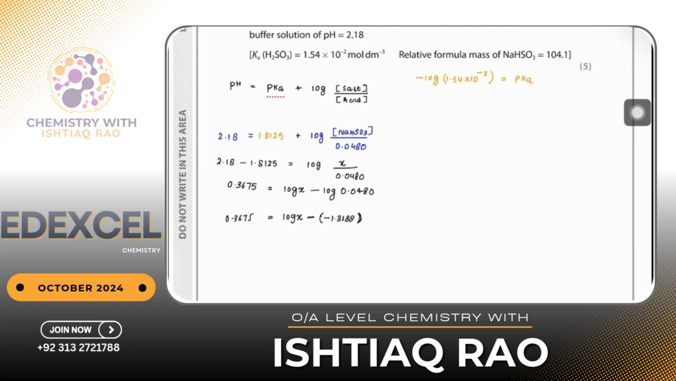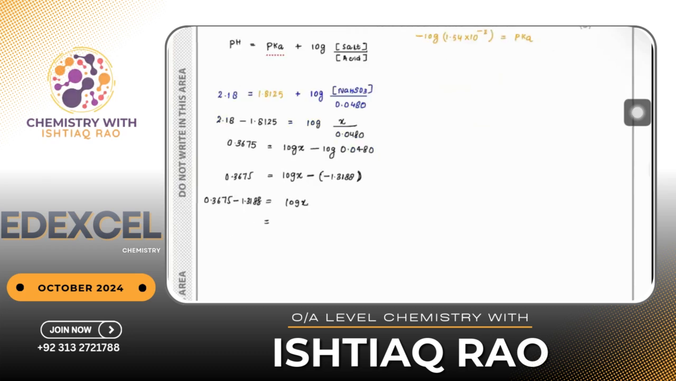0.3675. It would be 0.3675 minus minus plus. Then again, it would be negative over there. Right. 1.3188. So it's equal to log x. What's the answer after the subtraction? Take anti-log of that value.